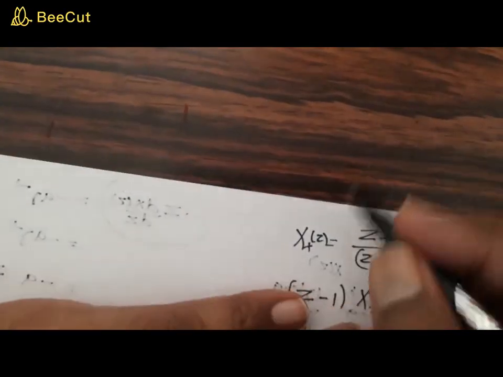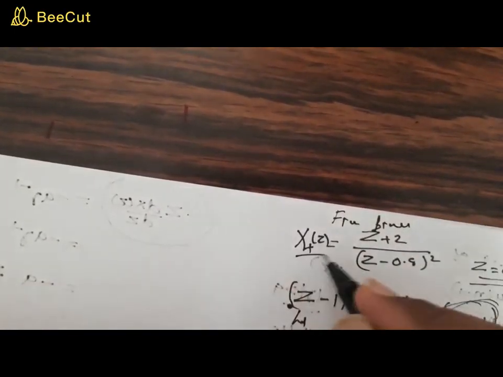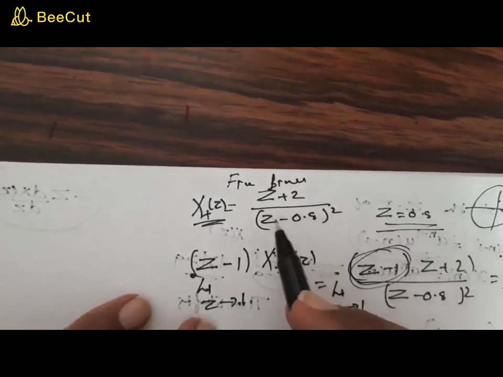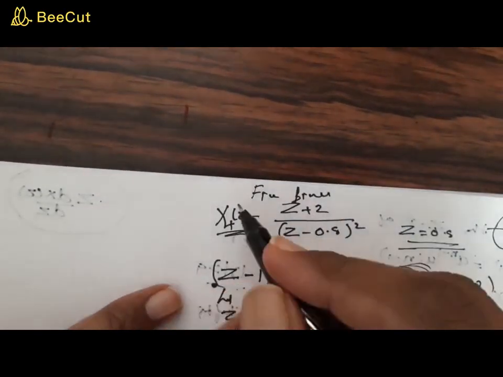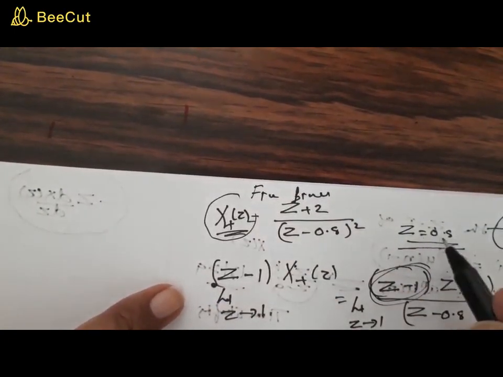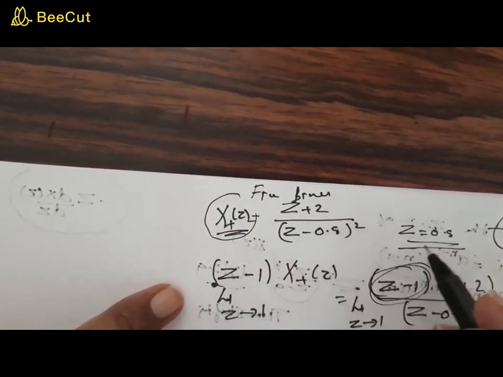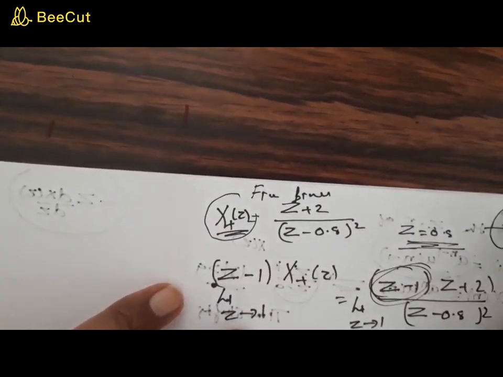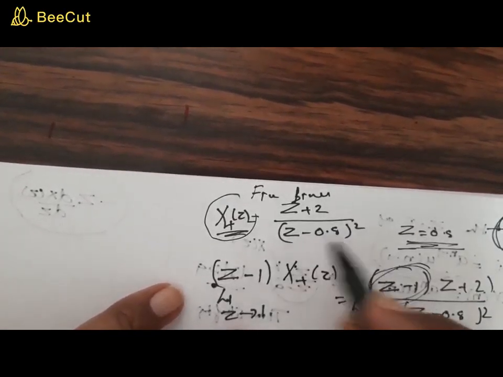Okay, now the next question is to find the final value of the function X plus of z given by z plus 2 by z minus 0.8. What you need to do is obtain the poles of X plus of z. You can see that z is equal to 0.8. You have a pole residing at 0.8, which is well within the unit circle. Now if it is well within the unit circle, this has a final value.